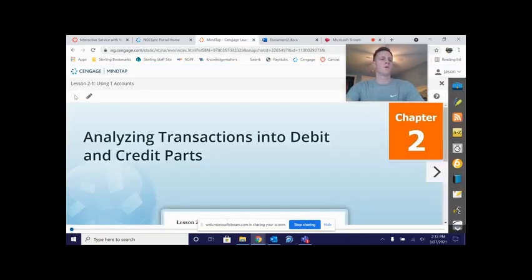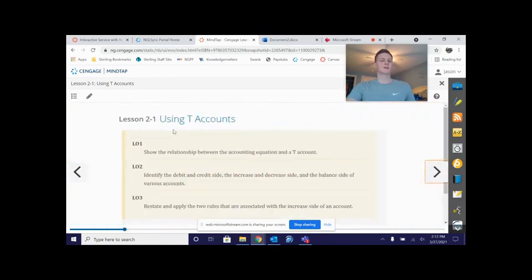Okay, so for today, we are moving on to chapter 2 in our book. So we have our online textbook here. As you guys can see, chapter 2 is all about analyzing transactions into debit and credit parts. This particular lesson, lesson 2-1, is about using T accounts.